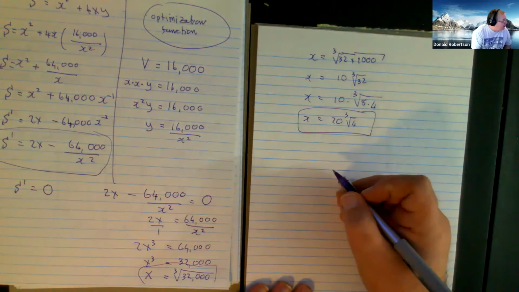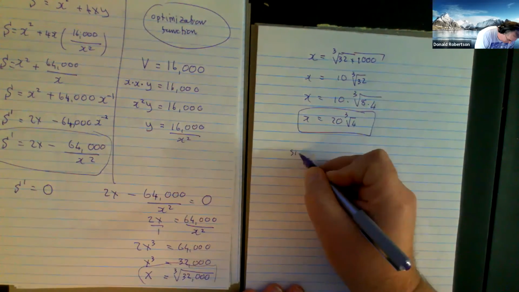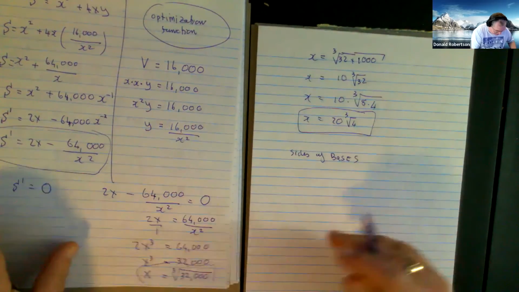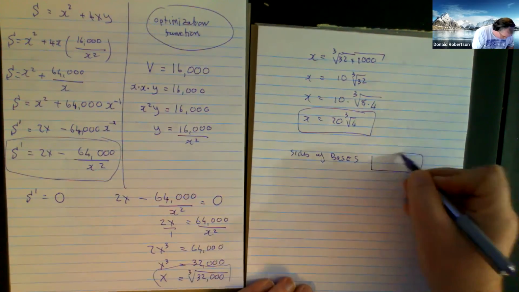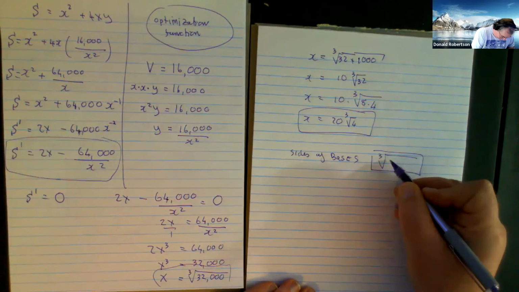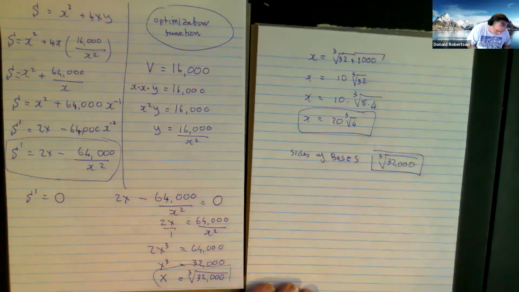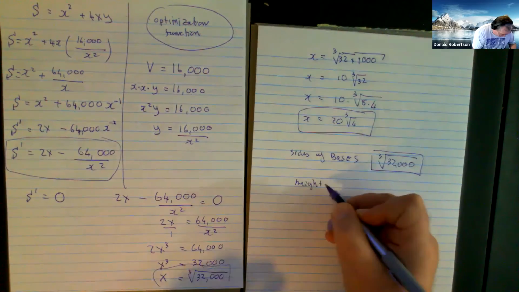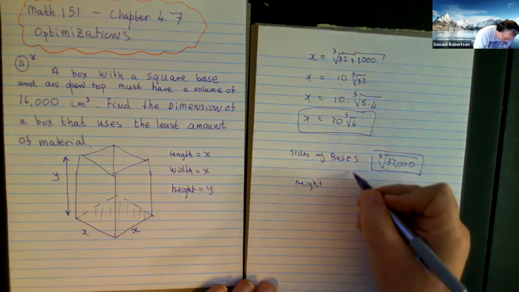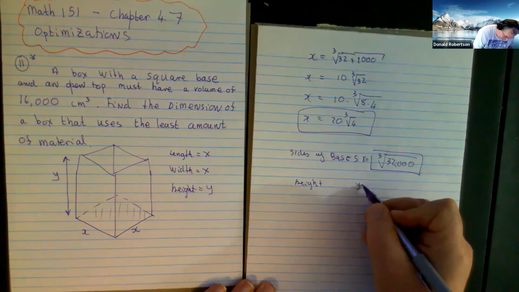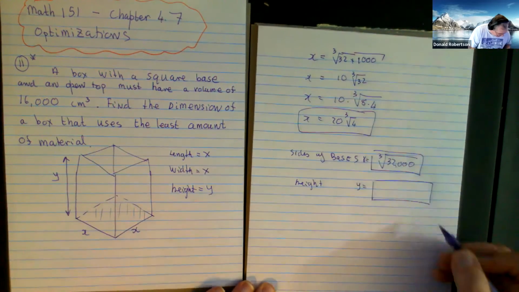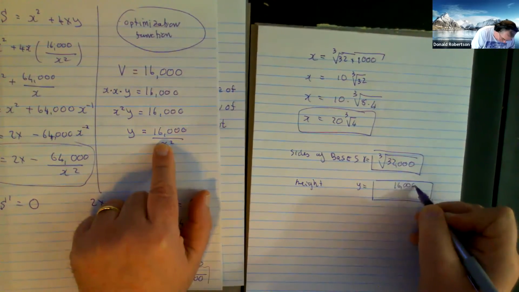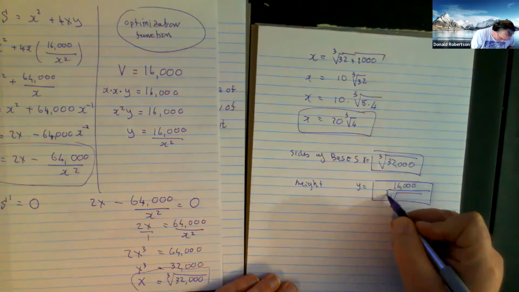So we are being asked to find the sides of the bases, which is just a fancy way of saying the length and the width. And so that's going to be the cube root of 32,000. And then the height. Now, in my picture, the height was called y. So the sides of the bases were called x. In my case, the height was called y. And y is going to be 16,000 over the cube root of 32,000.